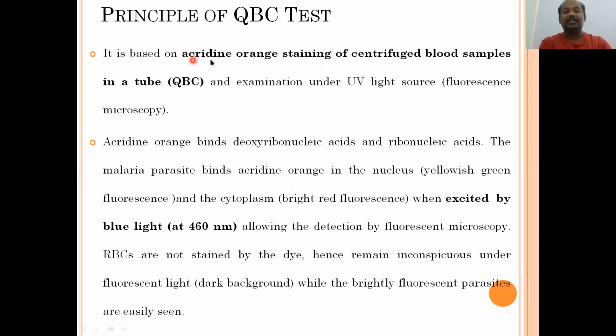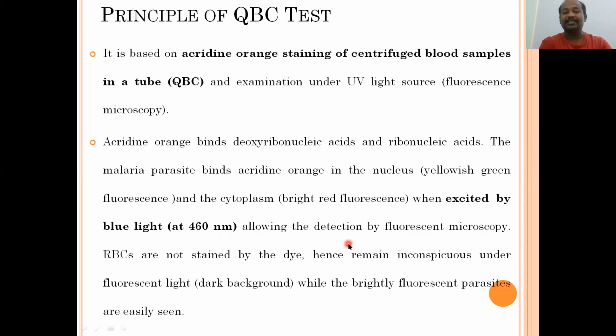In this case, the acridine orange stain will mix with the blood samples. Then this blood sample is centrifuged. Centrifugation is the separation technique which separates the blood components according to their density. After centrifugation, it is examined under a UV light fluorescence microscope. In this case, acridine orange will bind with the DNA and RNA and give a yellowish green fluorescence, and it will also bind with the cytoplasm and give a bright red fluorescence when excited by blue light at 460 nanometers.